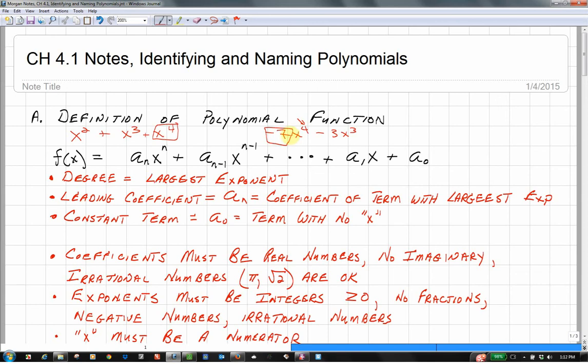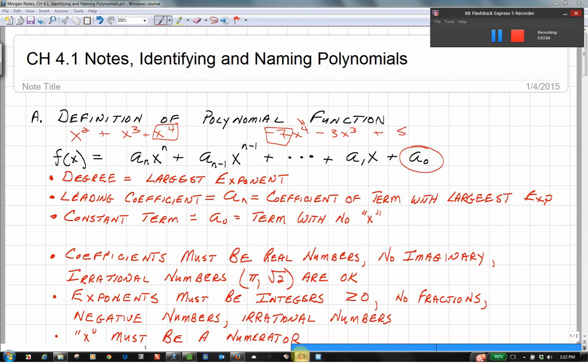Okay? The next one is this term right here. It's the term that doesn't have any x on it, like a 5. There's no x or anything. That would be the term that's written out here, a0. That's called the constant term.